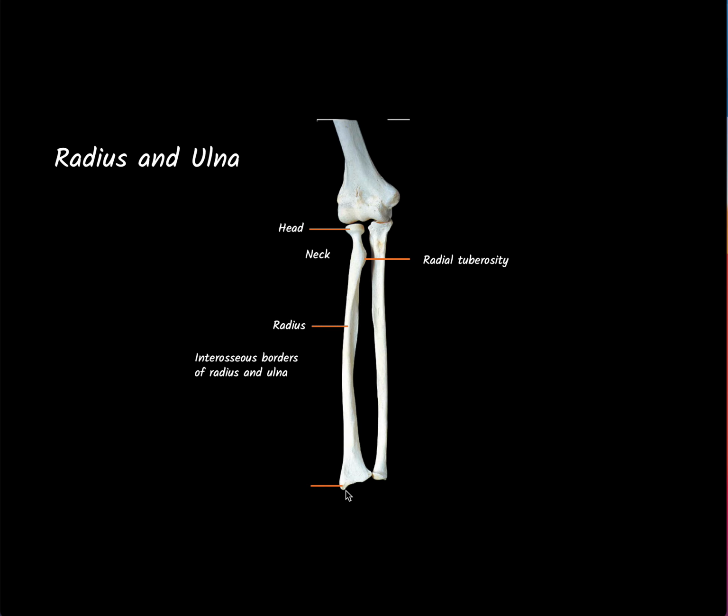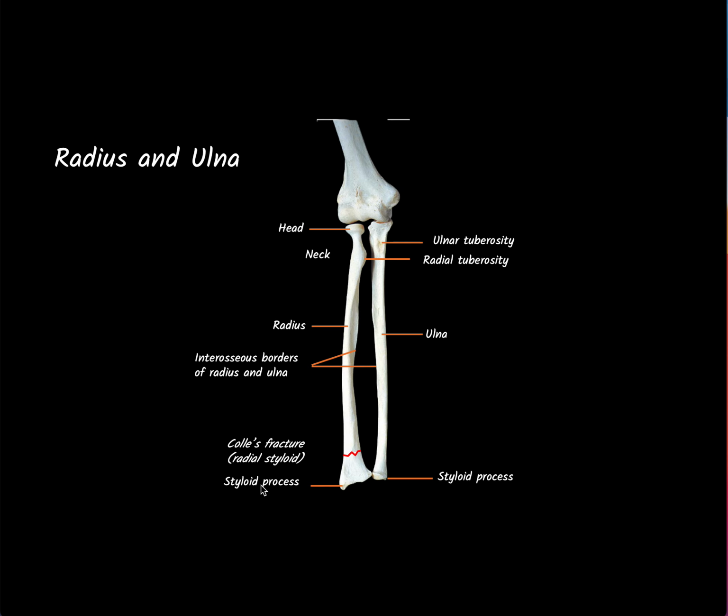At the bottom we are looking at the styloid process of the radius, and this is the most common site where my radius bone gets fractured. And there you are looking at the ulna bone, and the ulna also has a tuberosity, so we call it the ulnar tuberosity. At the lower end of the ulna we are looking at the styloid process of the ulna. And then these are my intraosseous borders, both from the radius and ulna, and they are connected through a very strong thick membrane, and that is the intraosseous membrane.